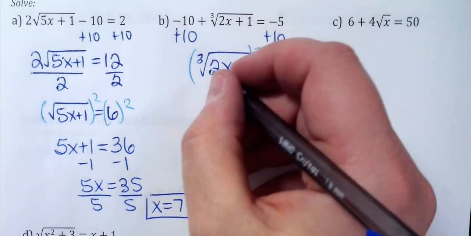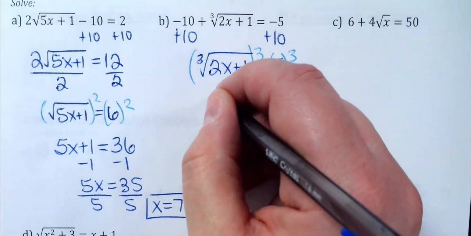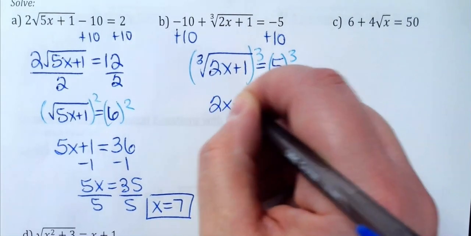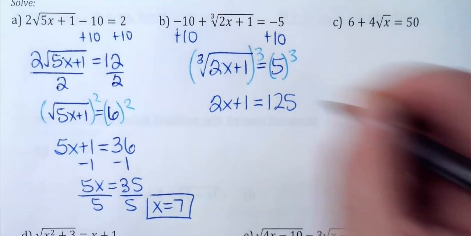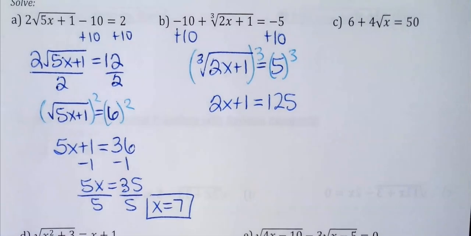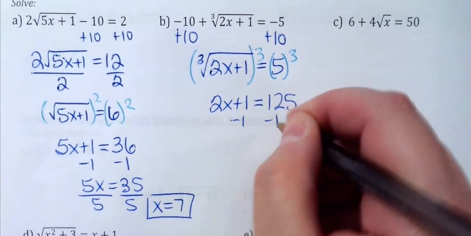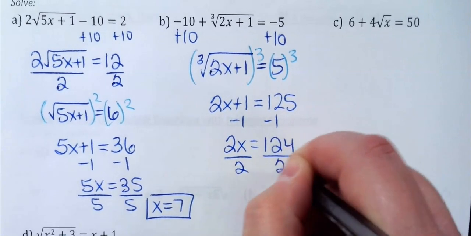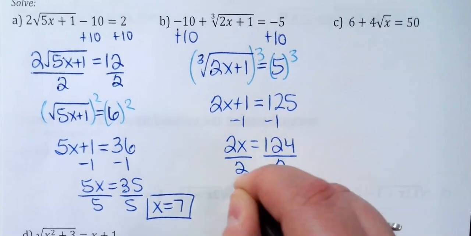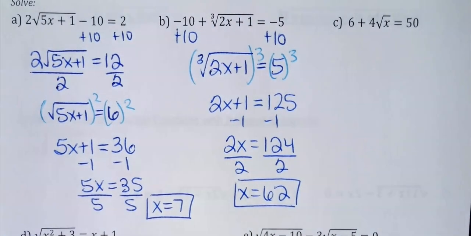So third root, third power cancel each other out, and this is just going to become 2x plus 1. And then figure out 5 to the third, which is 125. From there, it might be a couple more steps. I'm going to subtract 1 here. Got 2x is 124, divide by 2, and x is going to end up being 62 for that question. What would you do first on the next one? I've got 6 plus 4 times the square root of x equals 50.